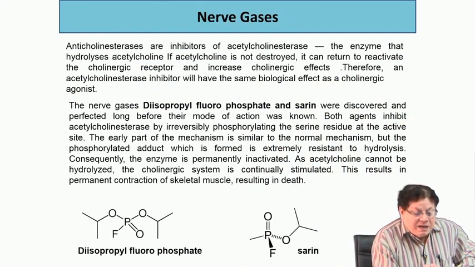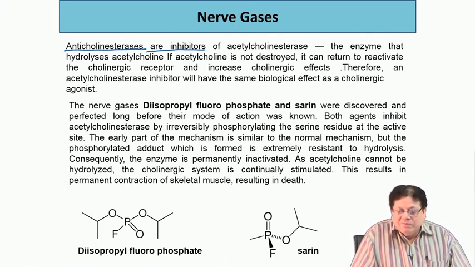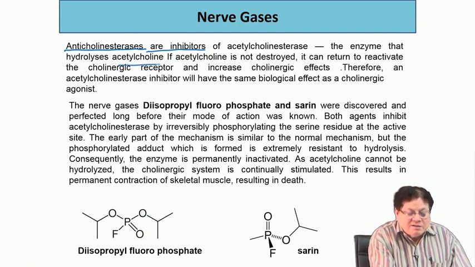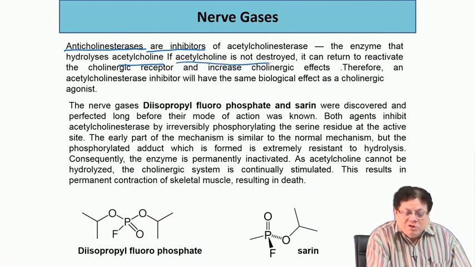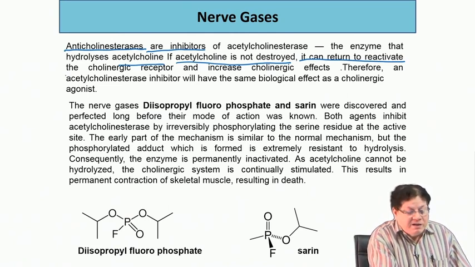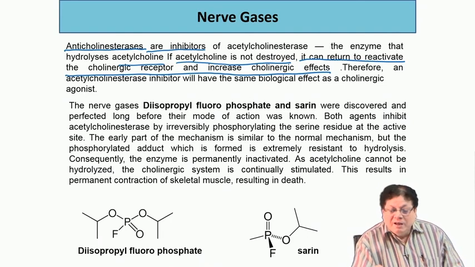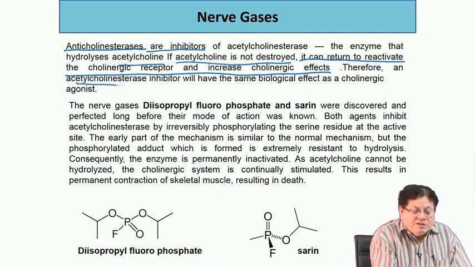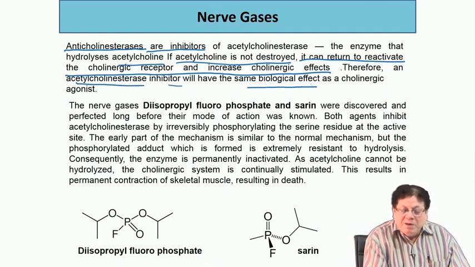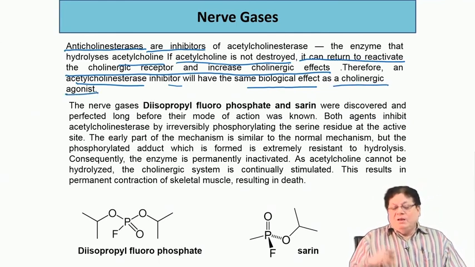Now, acetylcholine esterase inhibitors, or anticholine esterases. Basically, they are inhibitors of acetylcholine esterase, the enzyme that hydrolyzes acetylcholine. If acetylcholine is not hydrolyzed and not destroyed, it can return to reactivate the cholinergic receptor and increase cholinergic effects. Therefore, an acetylcholine esterase inhibitor will have some of the same biological effects as a cholinergic agonist.